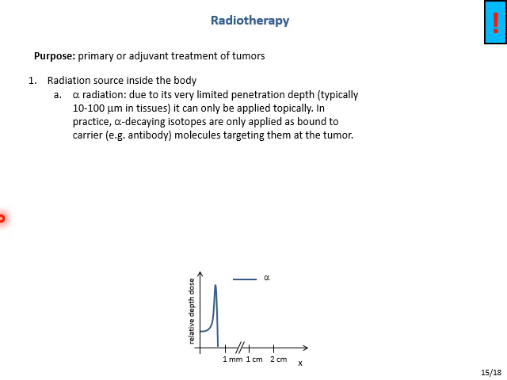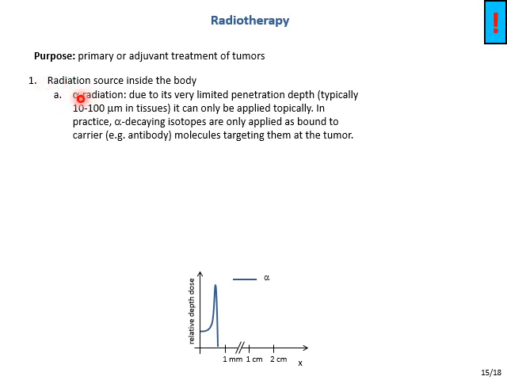And finally, I would like to explain to you how radioactive isotopes can be used for radiation therapy. The purpose of radiation therapy is to treat tumors. We can classify the application of radioactive isotopes for radiation therapy based on the location of the radiation source, which can be inside or outside the body. First, let's discuss what kind of radioactive isotopes can be used when placed in the human body, typically somehow close to the tumor to be treated.